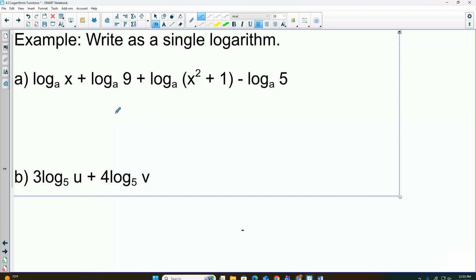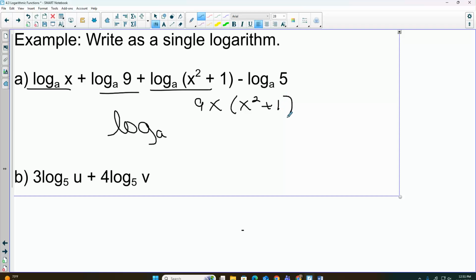I had the log base a written one time. So this was a positive log base a of x, so x is on top, plus log base a of 9, so what am I doing? Times 9. So you can write x times 9, or you can put 9x. Plus, so multiplied by x squared plus 1, minus, so divided by 5. You could choose to distribute the 9x on top, but you don't have to. Either way is fine. We can leave it as x times 9.